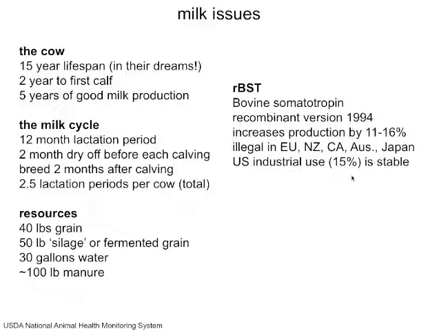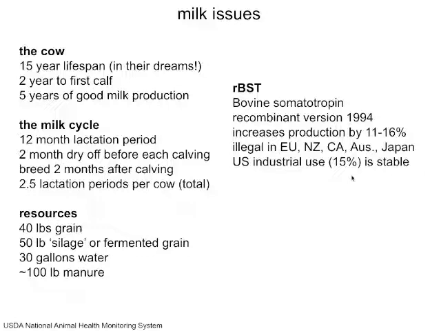Now, let's spend a moment talking about some issues associated with milk and milk production. The cow itself has maybe a 15-year lifespan. However, let's consider that from birth to sexual maturity might be 2 years until the cow produces its first calf, and then after that, 5 years of good, high efficiency milk production. So probably any given animal is not going to reach 15 years old in a modern dairy.